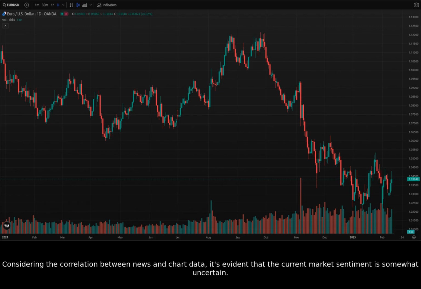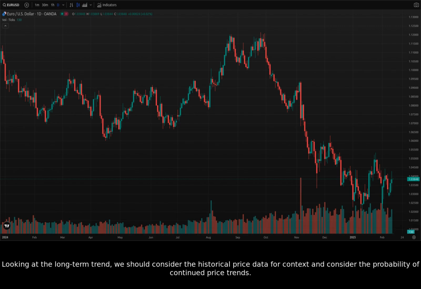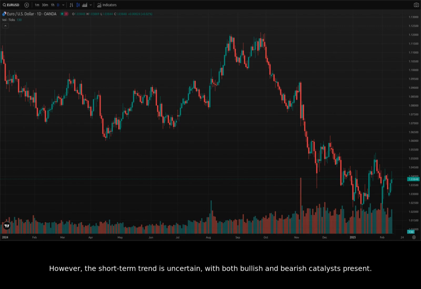Considering the correlation between news and chart data, it's evident that the current market sentiment is somewhat uncertain. Despite positive Eurozone news, the uncertainty surrounding the Federal Reserve's actions maintains a bearish undertone. Looking at the long-term trend, we should consider the historical price data for context and consider the probability of continued price trends. However, the short-term trend is uncertain, with both bullish and bearish catalysts present.